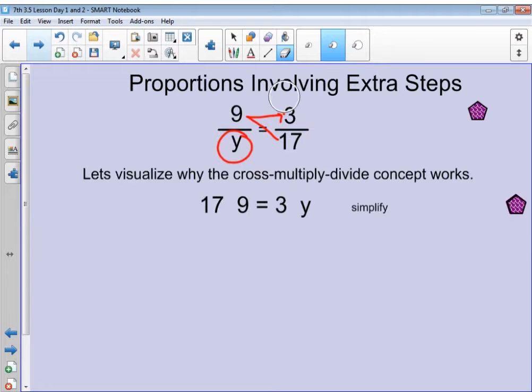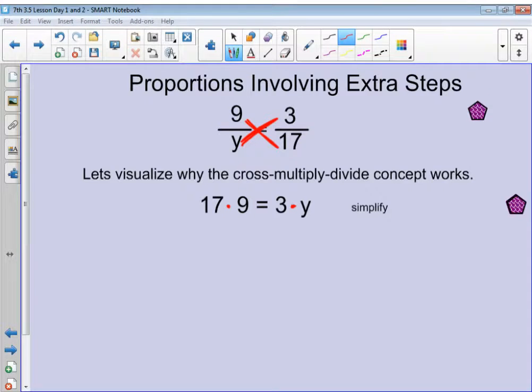And the reason that I have this set up the way that I do is I want you to realize that when we worked on cross products early on, the beginning of this chapter, we always knew that they were proportional when we found that the products were the same when we did cross products. So here, if I did my cross products, well, 9 times 17 is going to give me 153. And that's going to be equal to 3 times y, which is 3y.